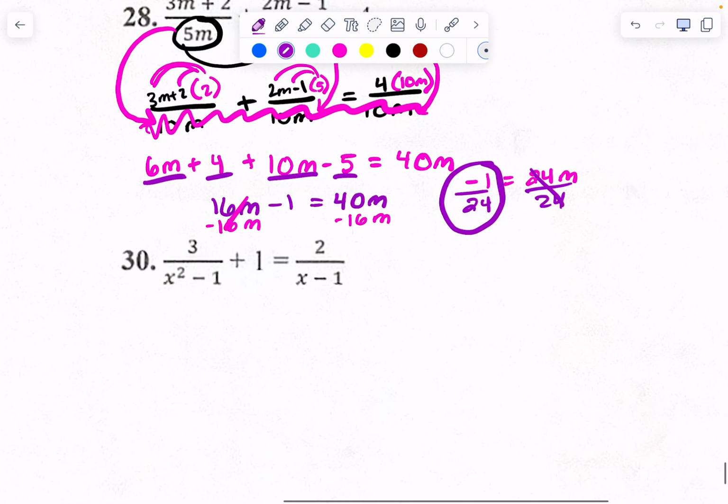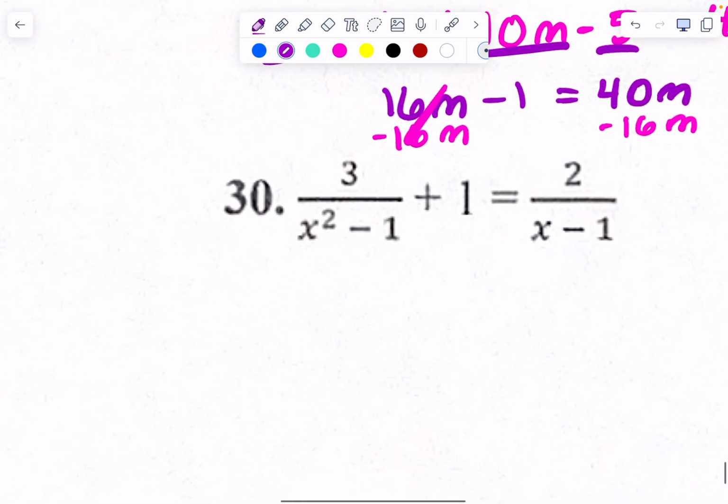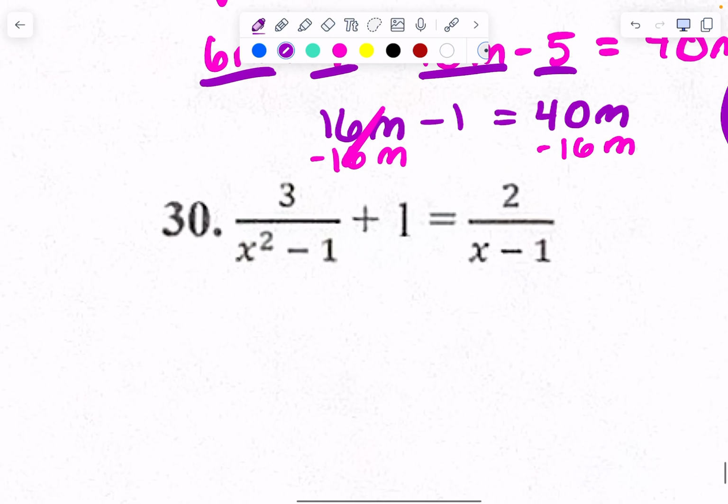Okay, let's talk 30 now. How many overall big pieces do you have? 3. The middle guy doesn't have a denominator. He is over 1, so make that 1 over 1. Okay, what's your plan of attack here?